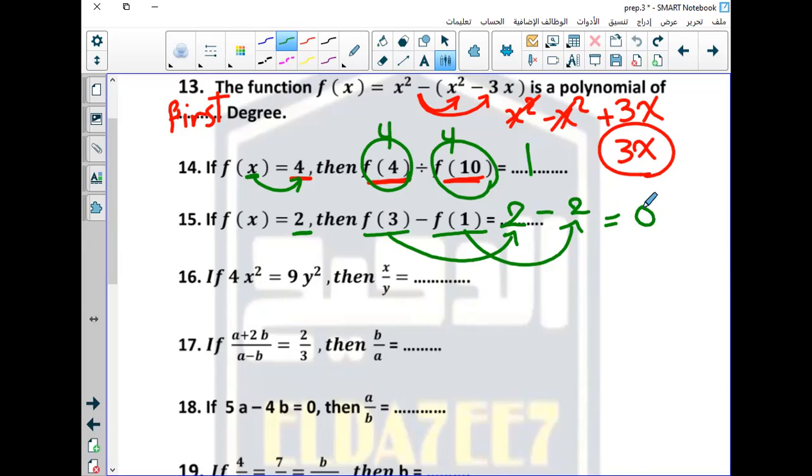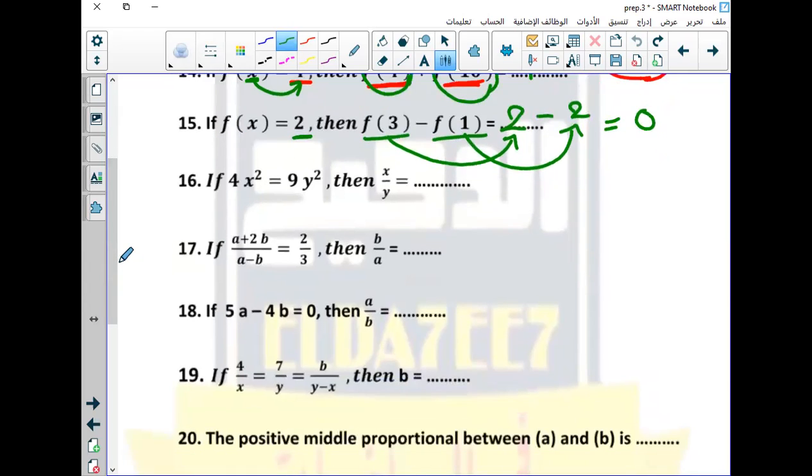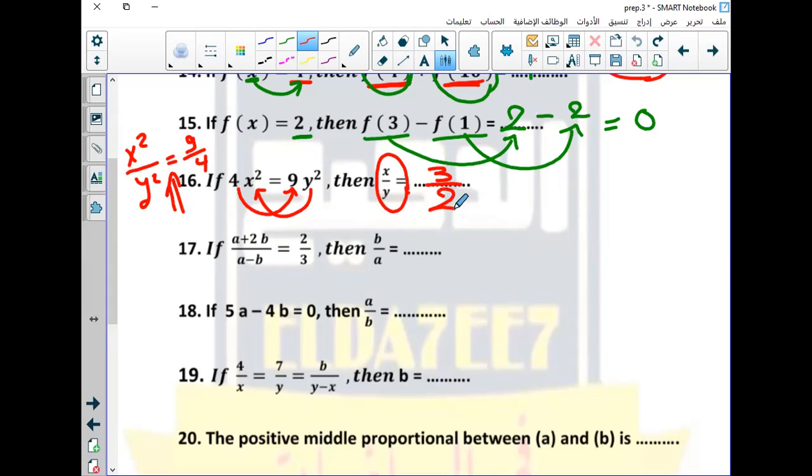Number 16, if 4x power 2 equals 9y power 2, then x over y. By dividing by y power 2 on both sides and dividing by 4 on both sides, the answer will be x power 2 over y power 2 equals 9 over 4. In the question, he wants to know the value of x over y, so by taking the square root of this relation, the answer will be 3 over 2.